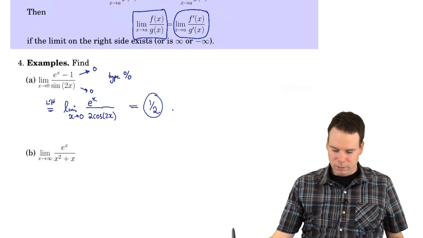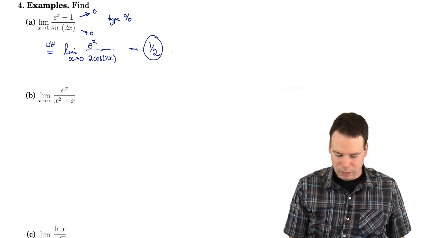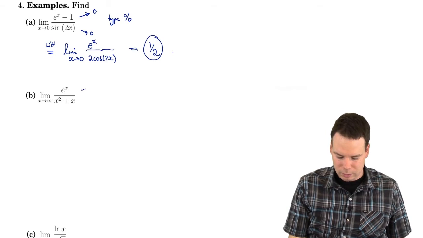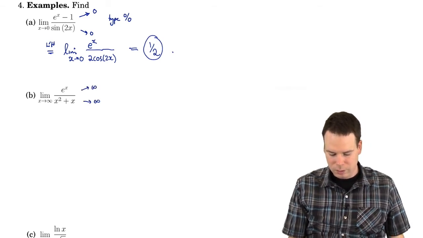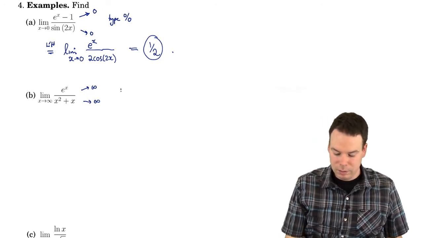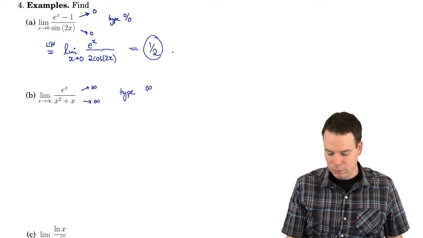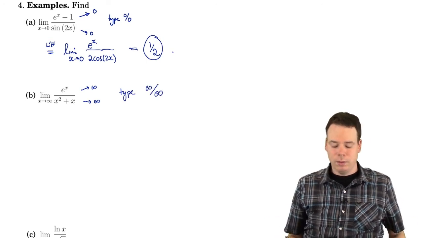Okay, so let's look at another example. We're looking at the limit as x goes to infinity of e^x over x squared plus x. So just taking an observation here, as x goes to infinity, e^x goes to infinity. x squared plus x also goes to infinity. So this is of type infinity over infinity. So a perfect place to apply L'Hopital's rule.